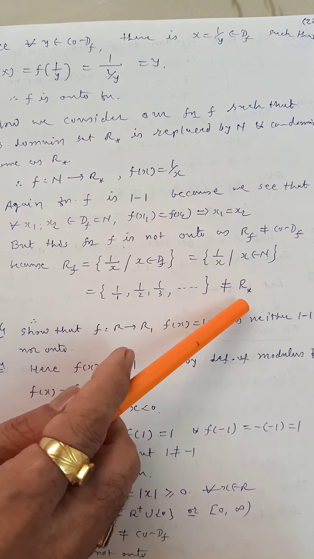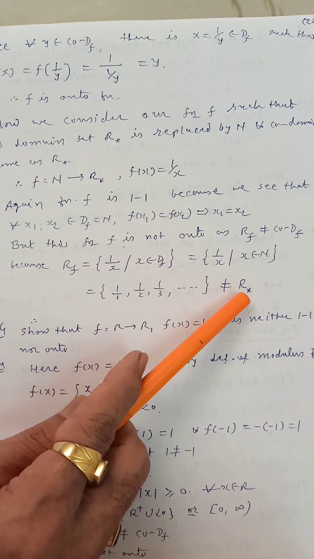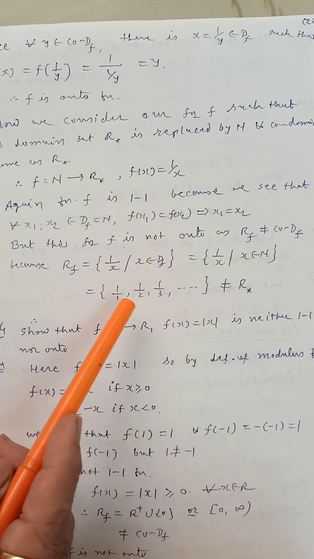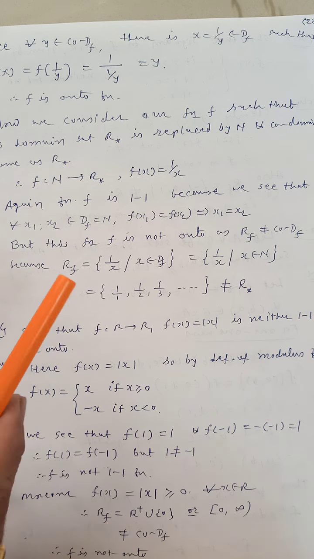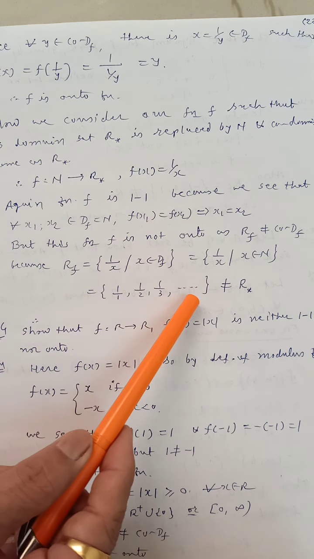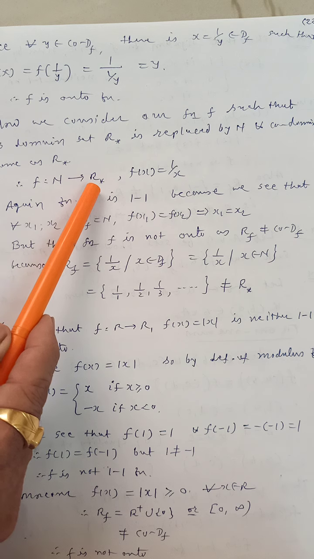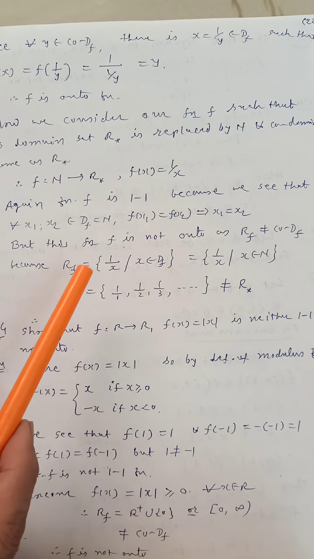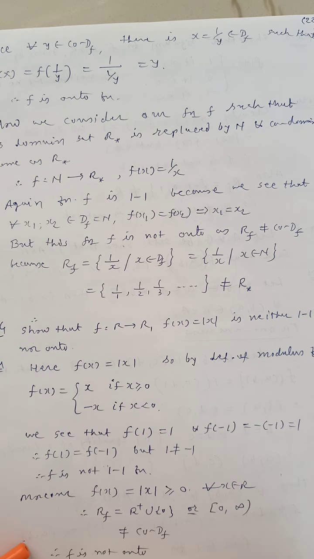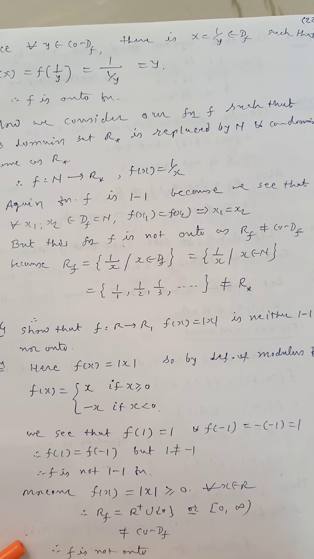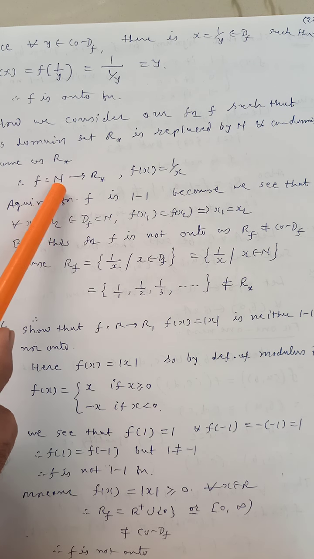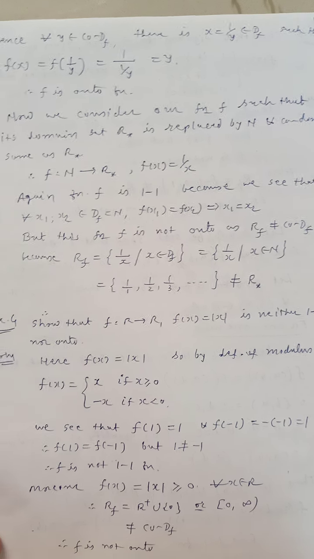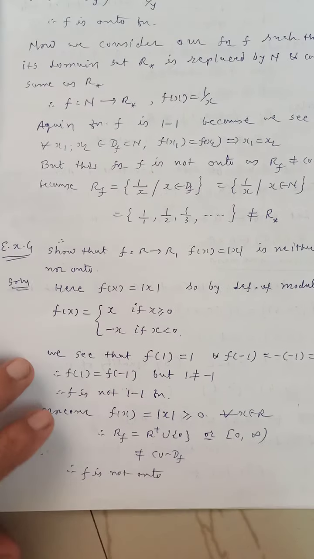And you know R star means the set of all non-zero real numbers. There are a lot of numbers in R star. Here we are observing only some limited numbers, and that's why it is not the same as the range. So Rf is not equal to the codomain of f. In Rf we have this set, and in the codomain we have R star. They are not equal, and therefore f is not onto. It remains one-one but not onto. This is what changes when we change the codomain set to N. Complete? Okay.